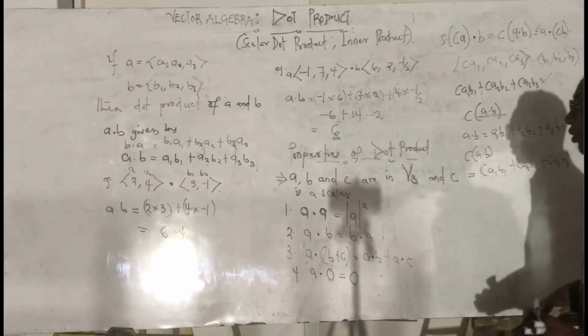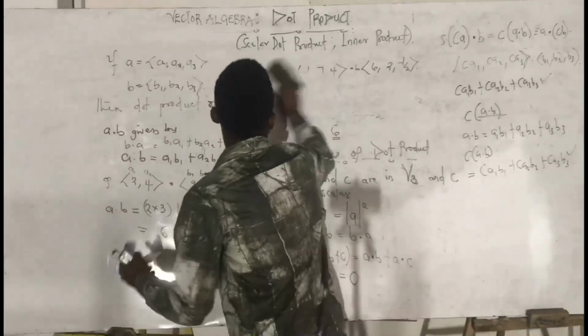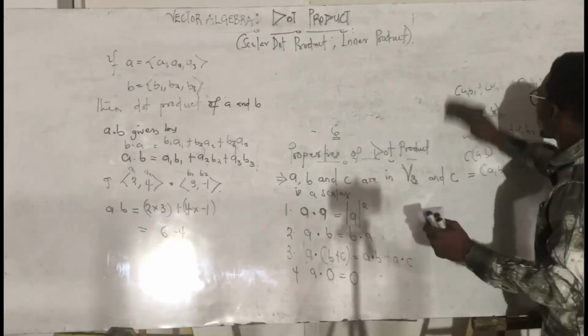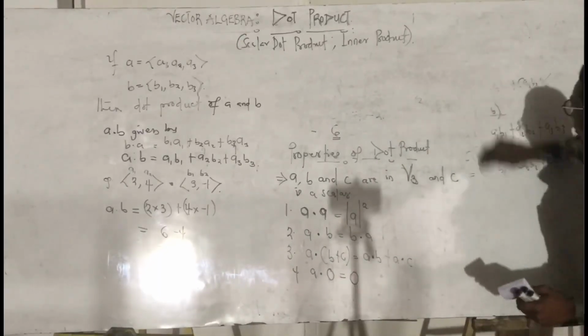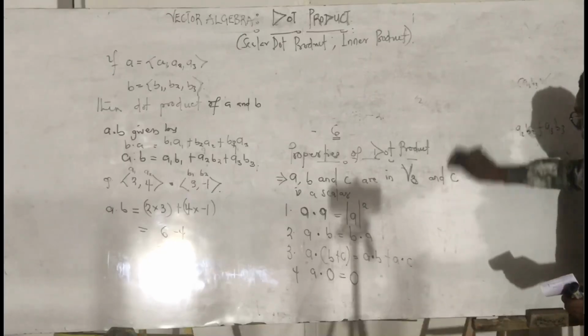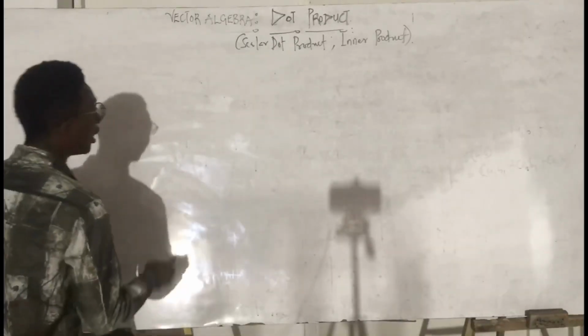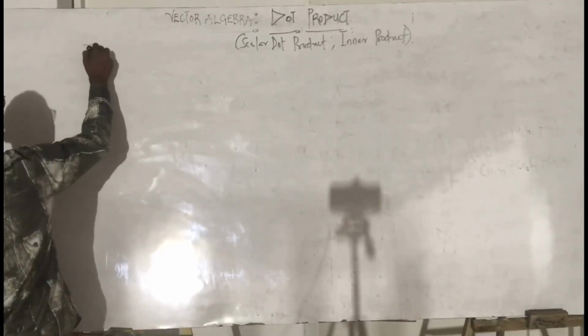Now, with the scalar dot product, we want to look at two basic theorems, and we bring an end to this concept. All right, so now let's look at the two theorems. Theorem 1.